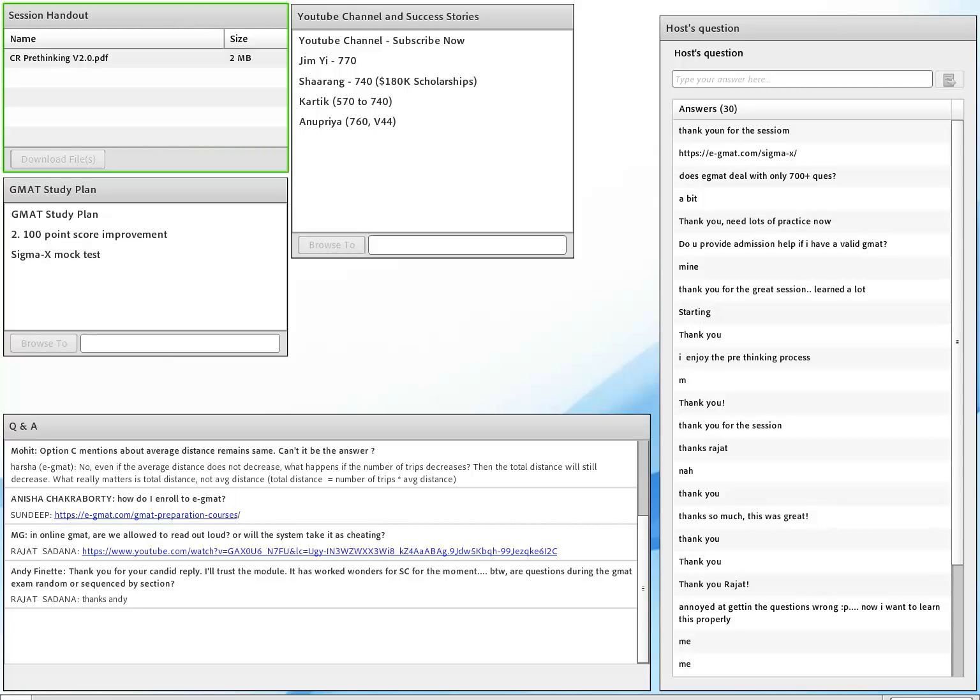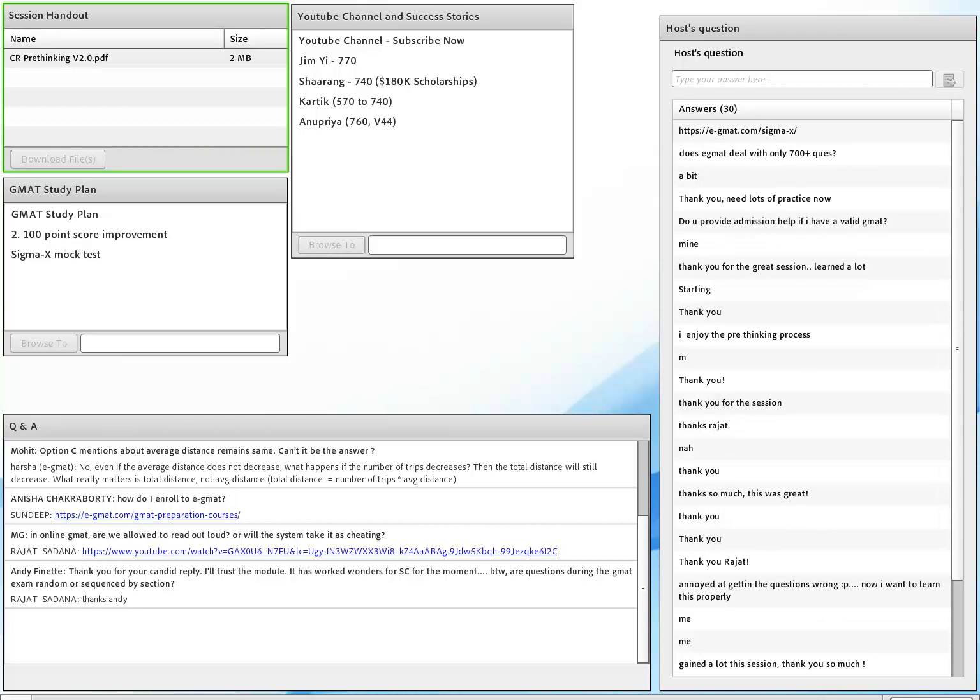Do we provide admission help? If you have a valid GMAT, guys, put the question in the Q&A pod, which is the bottom left-hand corner, because I'm not reading the right-hand side over there anymore. No, we don't provide admissions help, but we can put you in touch with good admission consultants.